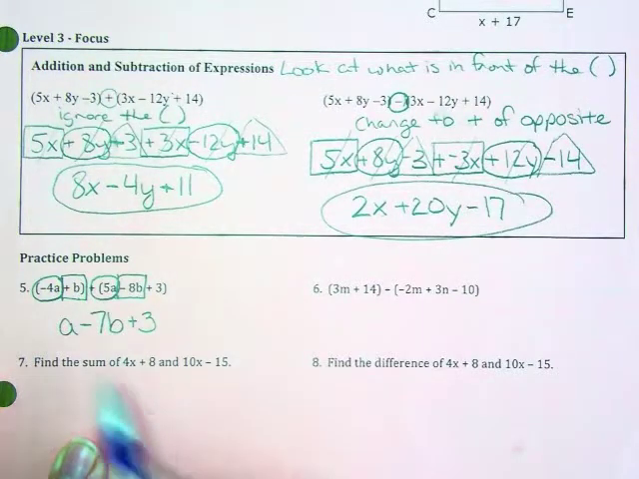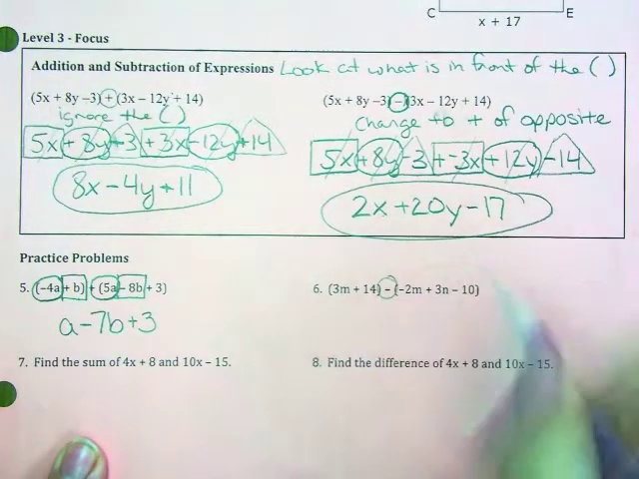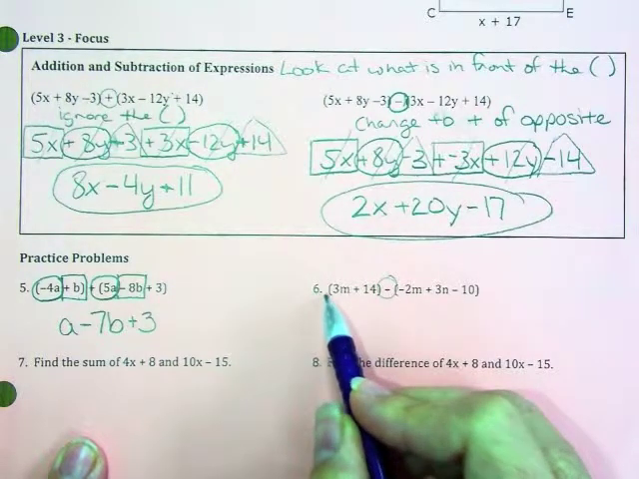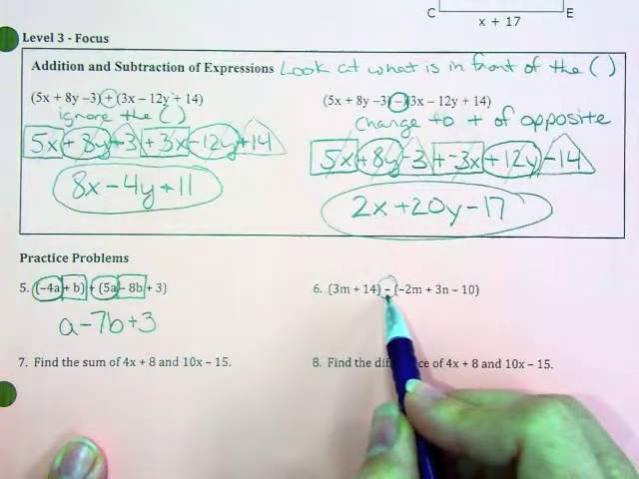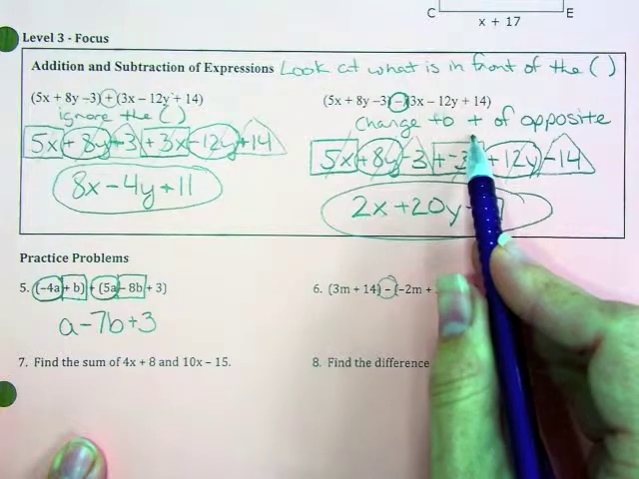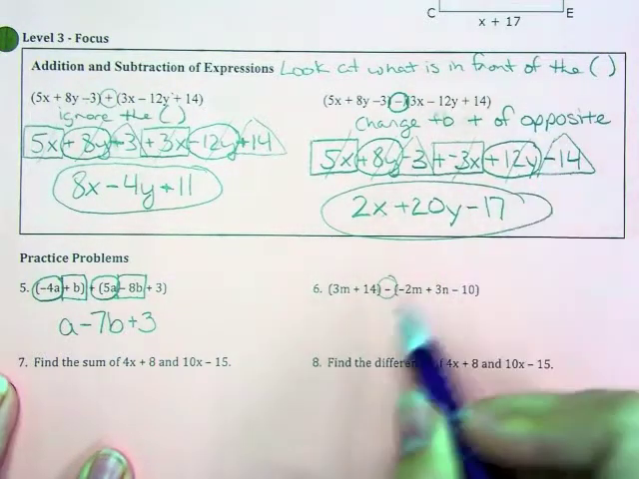Okay, that was an addition problem. Now we have a subtraction. Right away, I mark that because I see it, and I don't want to forget about it. I look in front of the first set of parentheses, nothing to distribute. I look here, I see my minus, so I know I'm going to change to adding the opposite. Right away I'm going to do that change.